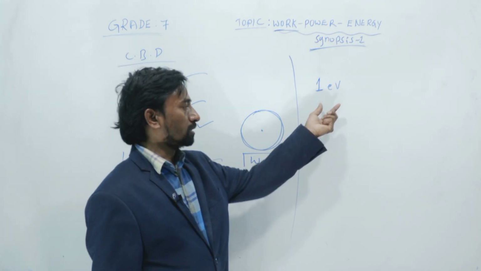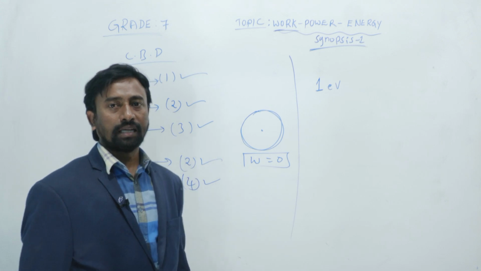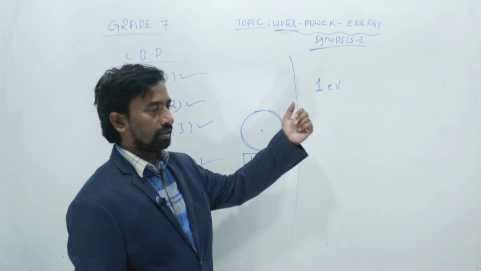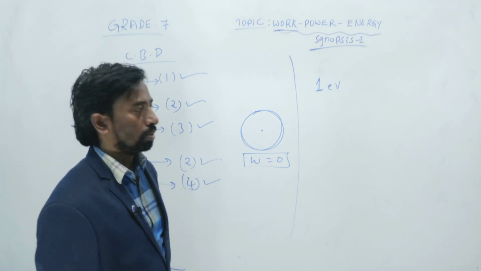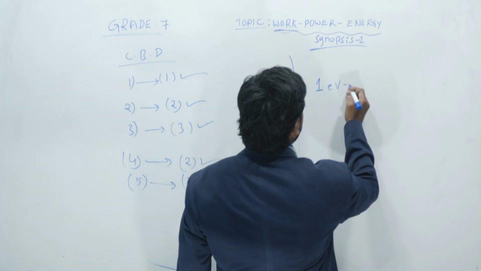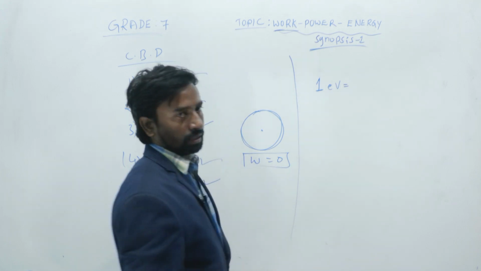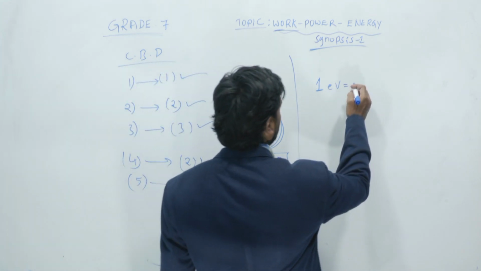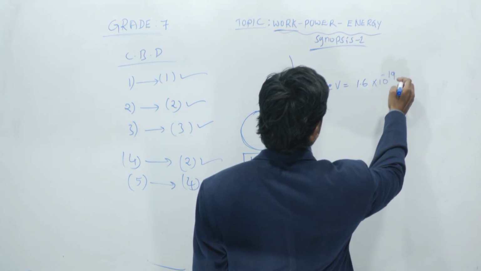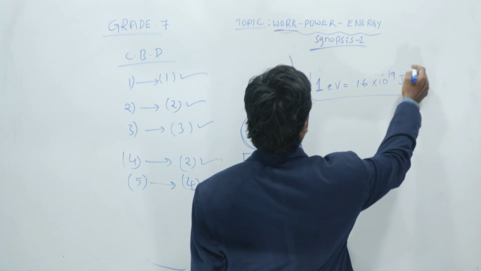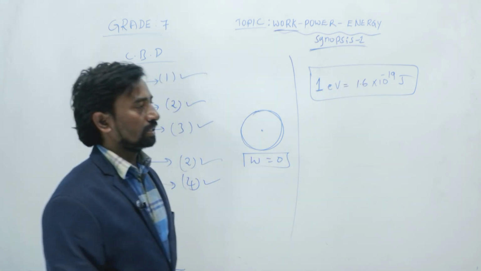Okay, when an electron is accelerated by a potential difference of 1 volt, the amount of energy required to accelerate it is called the electron volt. We will discuss that detail in the energy topic. The charge of an electron is 1.6 into 10 to the power of minus 19 coulombs, so 1 electron volt is 1.6 into 10 to the power of minus 19 joules.